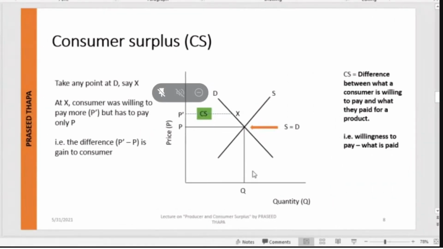Okay, now let me take you to the next curve again. Now, let us take any point at demand curve here. Let us say that any point at demand curve be x. मानौ कुनै point हाम्रो demand curve मा लियौं. So at the time when you draw the perpendicular line towards the vertical axis, then your equilibrium price will not be P now. Now your price will be P dash. It is higher than that of the P.